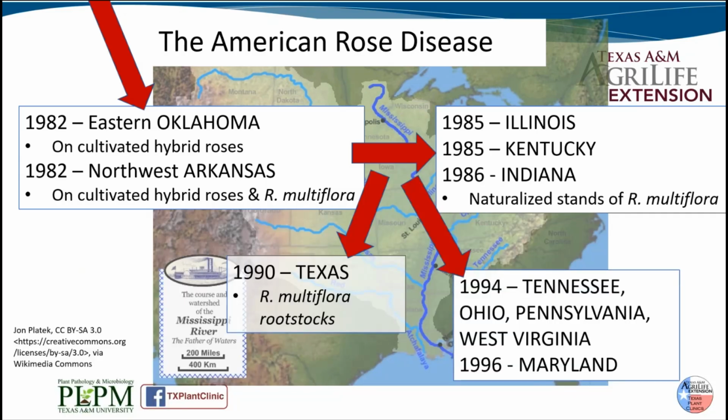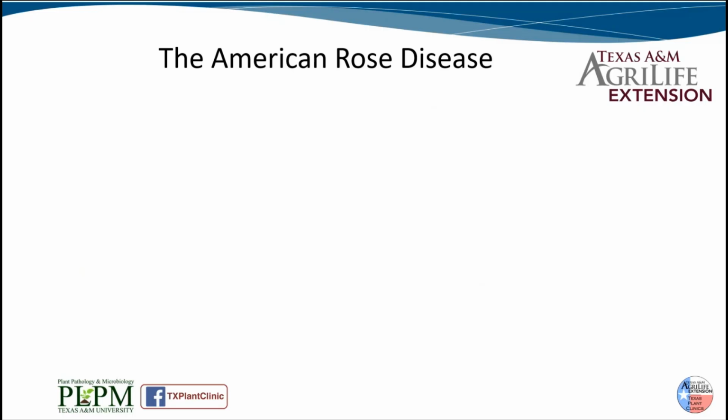Now, on the other side of the river, what we did in the 90s is it shows up in Tennessee, Ohio, Pennsylvania, West Virginia, and in 96 it was reported in Maryland. So this just gives you a little bit of a sense about the spread of where it was first reported and how it spread throughout this country.